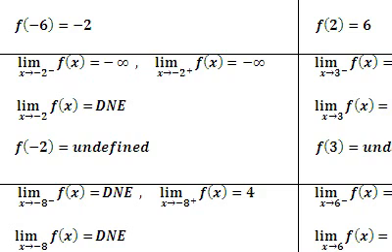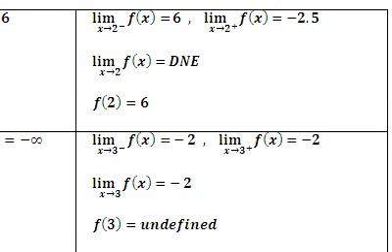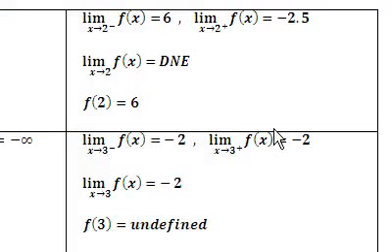We were looking at, I think, 2 on the next one. As x approaches 2, coming in from the left it was 6, and coming in from the right, it's -2.5, so neither of these are equal. Okay. Where was I at here?